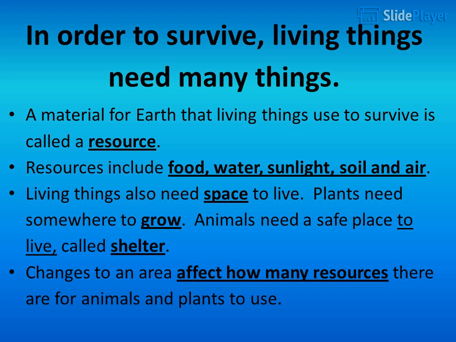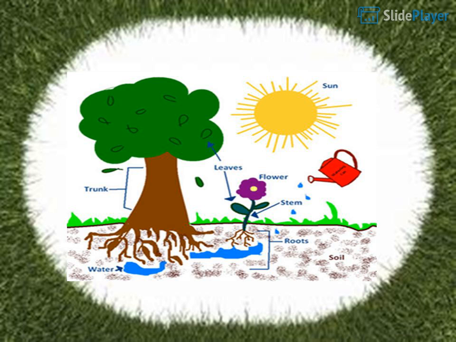In order to survive, living things need many things. A material from Earth that living things use to survive is called a resource. Resources include food, water, sunlight, soil and air. Living things also need space to live. Plants need somewhere to grow. Animals need a safe place to live, called shelter. Changes to an area affect how many resources there are for animals and plants to use.